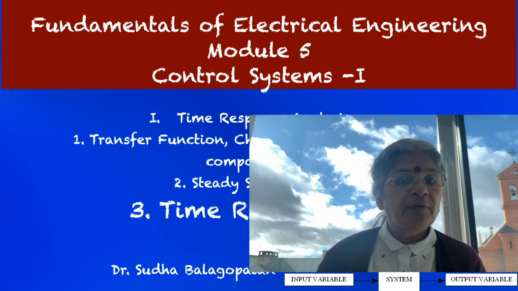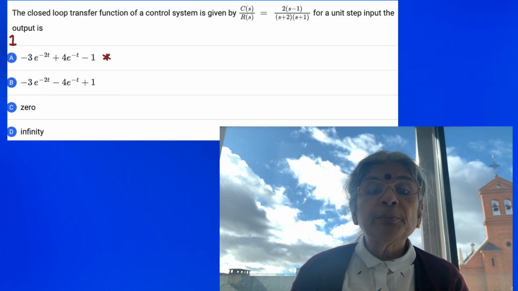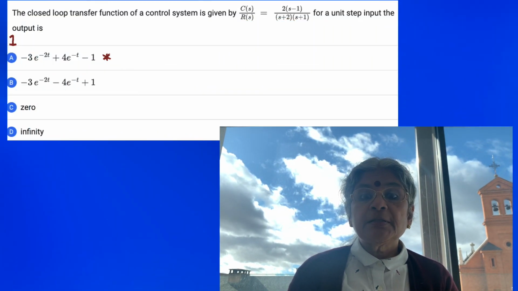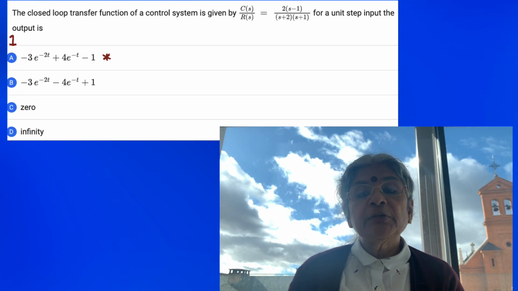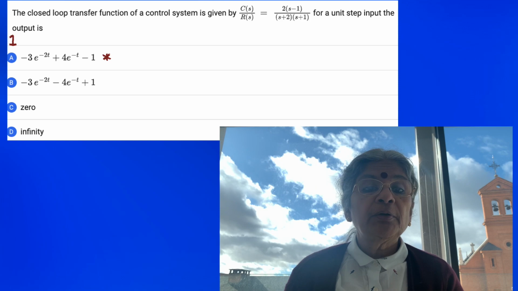So what do we have here? We have the first problem, something similar to what was discussed in the earlier session. The closed loop transfer function of a control system is given by C(s)/R(s) = 2(s - 1) / ((s + 2)(s + 1)) for a unit step input. The output is what?